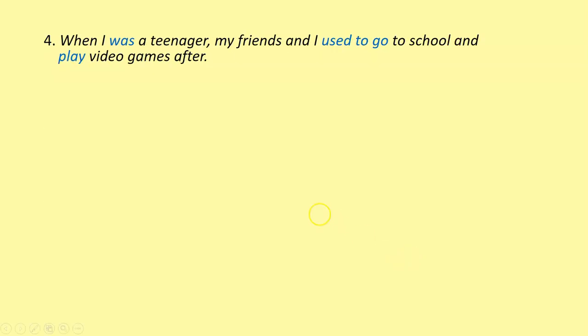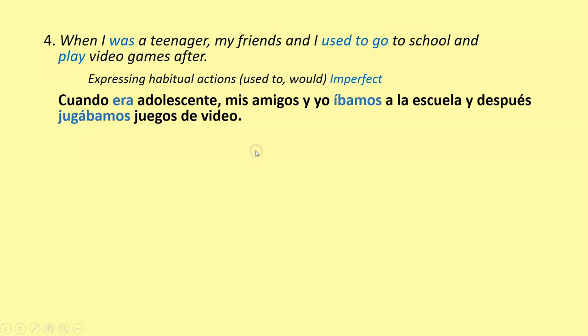Número 4. When I was a teenager, phrase in the imperfect. My friends and I used to go to school and play video games after. Expressing habitual actions, used to go to school, used to play video games, all of them in the imperfect. Cuando era adolescente, mis amigos y yo íbamos a la escuela y después jugábamos juegos de video.